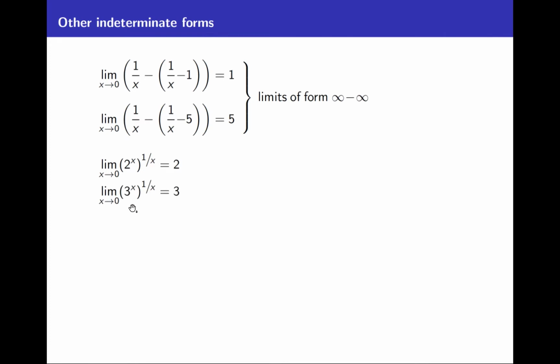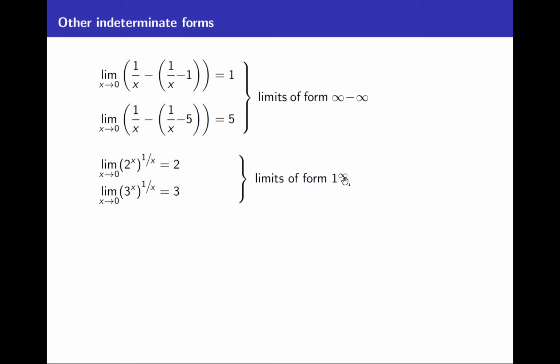Think also of the limit as x goes to 0 of 3 to the power of x to the power of 1 over x. For the same reason, this limit is equal to 3. But look at the forms that these two limits take. In each case, x is going to 0, so the base 2 to the x, or 3 to the x, is approaching a number to the power of 0, which is 1. But the exponent 1 over x is going to infinity as x goes to 0. So both of these limits have the form 1 to the power of infinity.